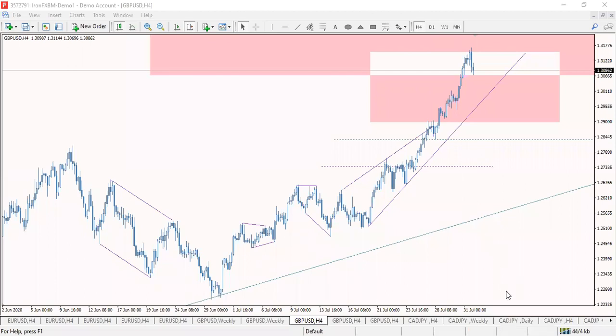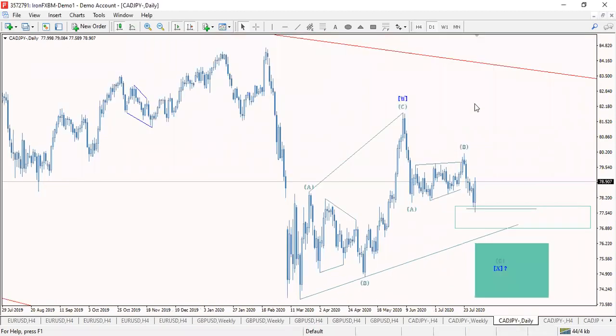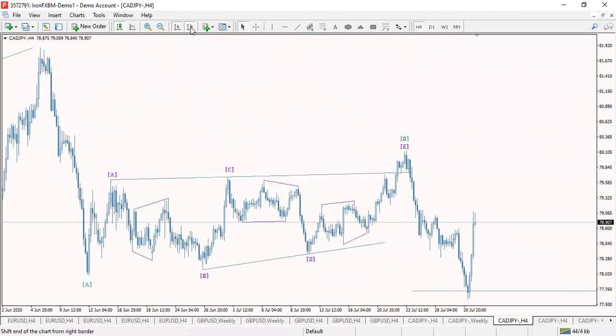On the CAD Japanese yen, for the past weeks, this has been folding out nicely for us. If you can still remember, guys, in the past few weeks, we had this as an X. This A right here, we said it's a W, sorry. Then we said this right here, this B, is an X. We said this one is a Y. We said this one is another X. We said this is a Z.